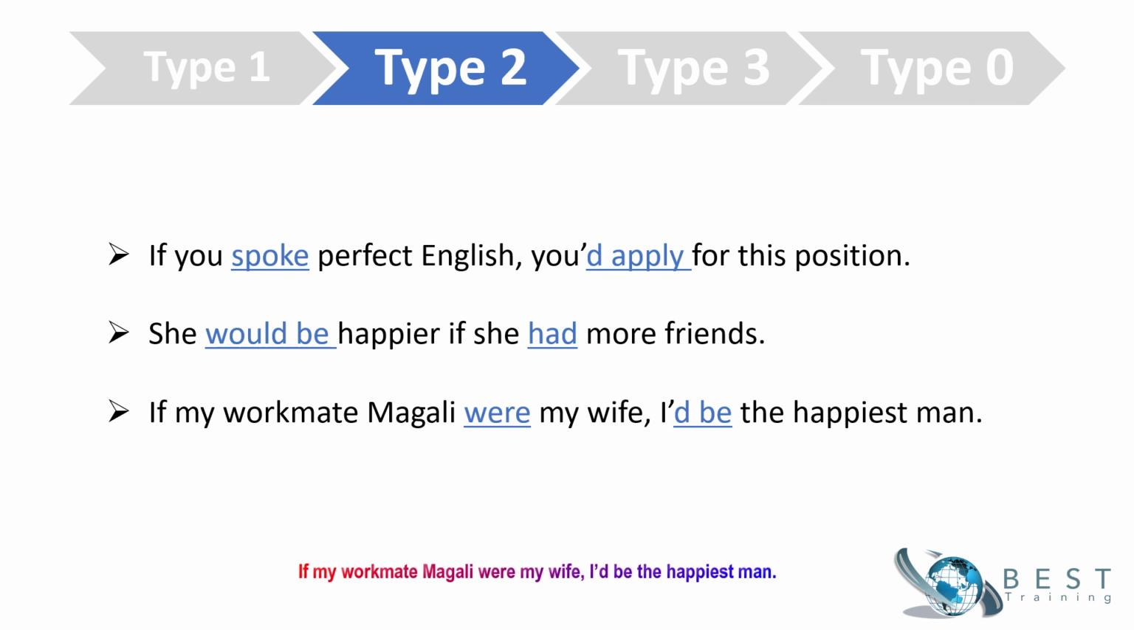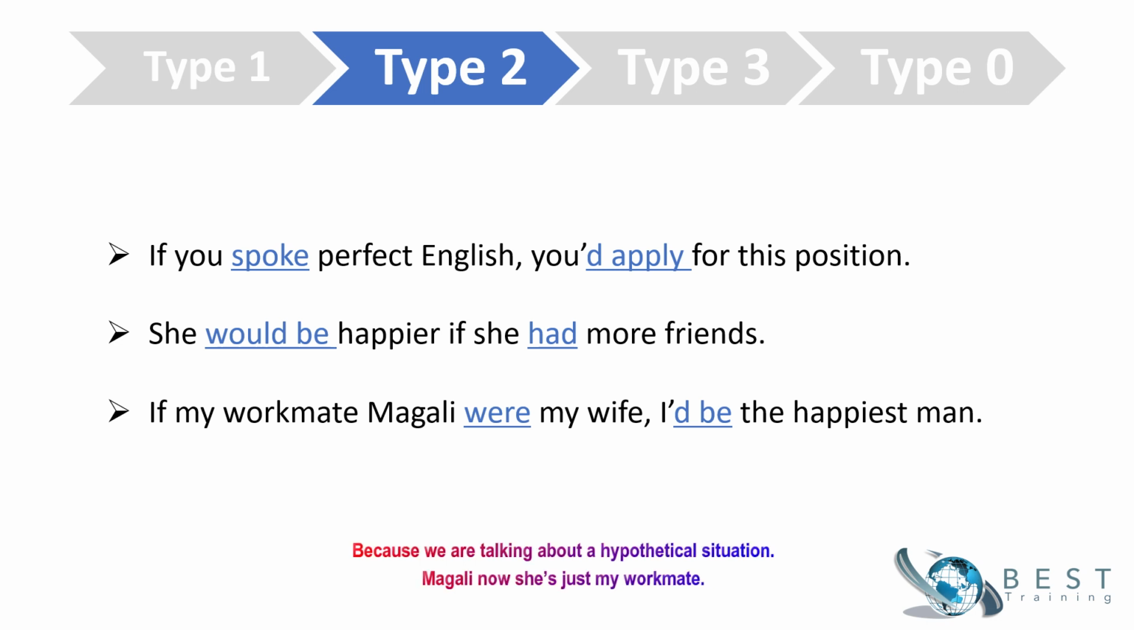If I were with my workmate Magali as my wife, I'd be the happiest man. In this sentence, the use of past subjunctive is clear by the use of "were" instead of "was", because we are talking about a hypothetical situation. Magali now, she's just my workmate.